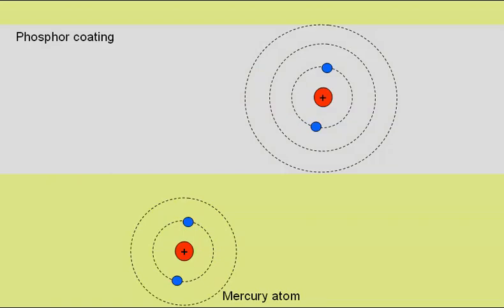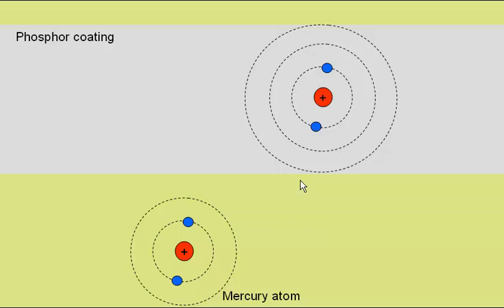This diagram shows two of the atoms involved with the production of light. Here we have a mercury atom. I've just shown the inner electrons and the second energy level for clarity, and this shows an atom within the phosphor coating. Again, I've just shown the inner electrons and now a couple of energy levels.